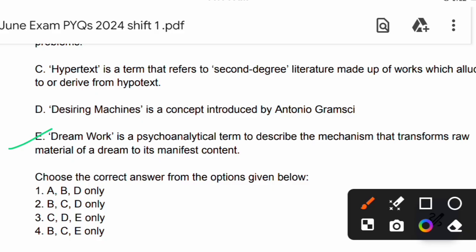This can be tricky. You have to be very calm and composed while facing and reading such questions. Don't panic at all. Once you read it carefully, you will definitely guess the correct answer. So let's see the correct answer of this question.